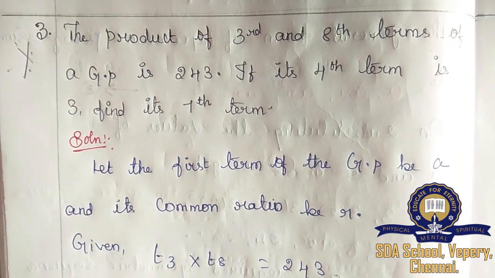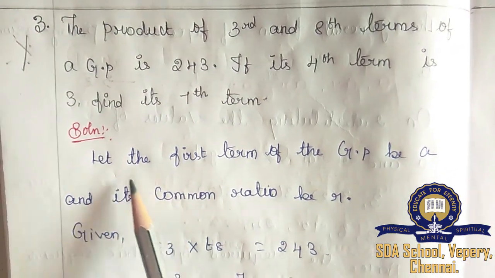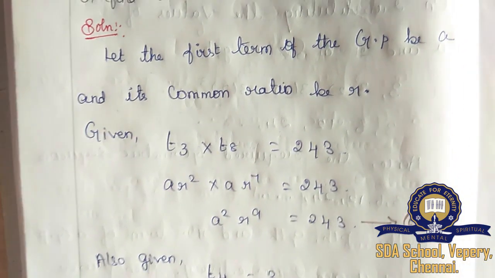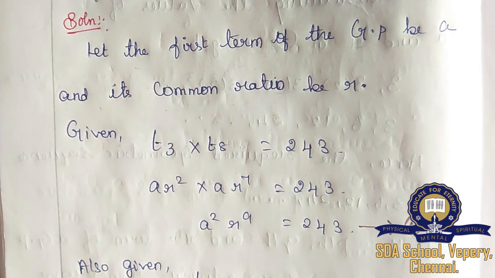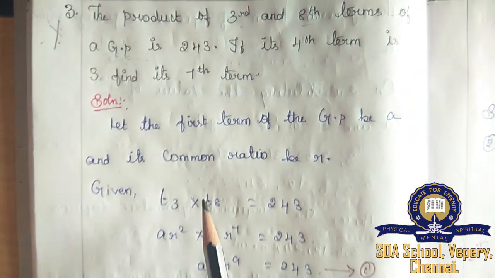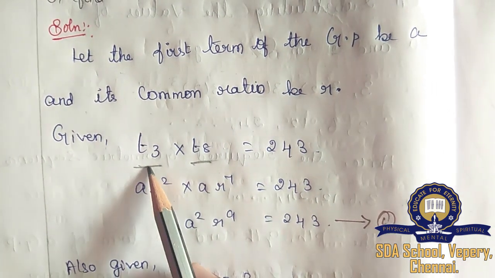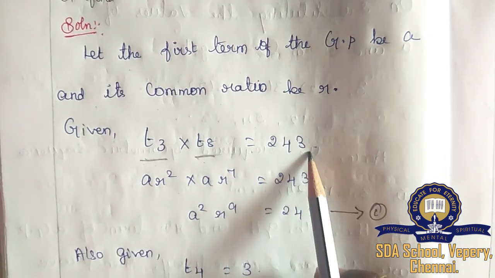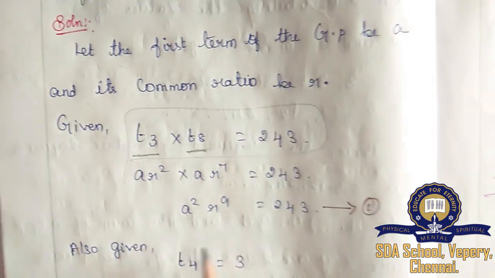So as we have done in the last problem, we have to proceed with the same procedure here. So let me take the first term as a and the common ratio as r. So what is the condition given here? The product is nothing but the multiplication, is it so? So here the product of the third term and eighth term. So the third term will be represented as T3 and the eighth term will be represented as T8. So product means we have to multiply these two terms, right? So T3 into T8 is equal to 243. So this is the given data. From this we want to find the seventh term.